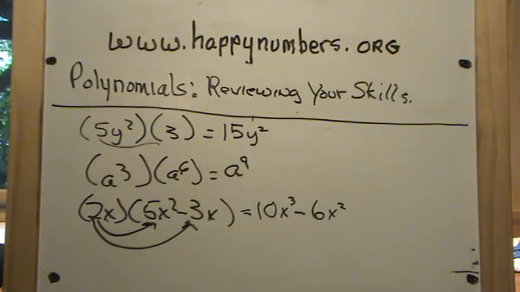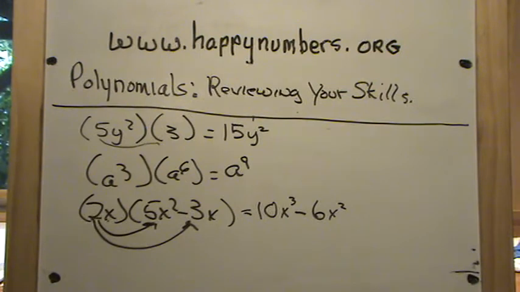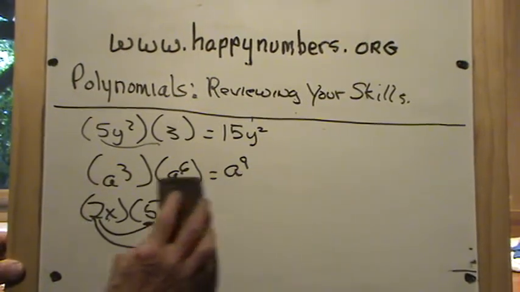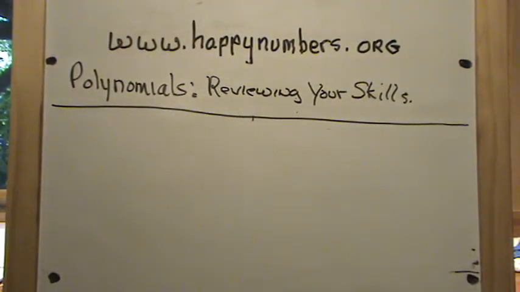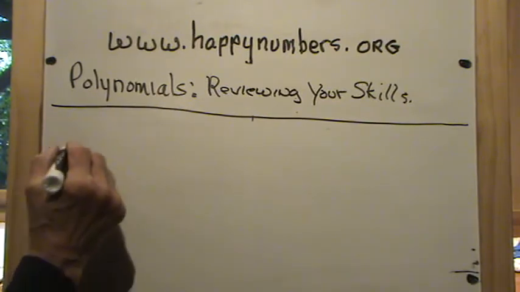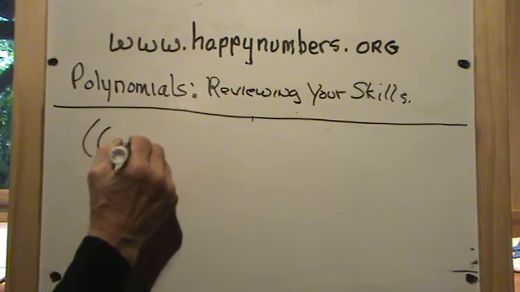Well, good. Now, if you had any problems with those, then you want to go back and look at the videos about multiplying monomials or binomials. And now let's take a look at one more multiplication. And this one you may use either method that you would like. This is a binomial by a binomial.